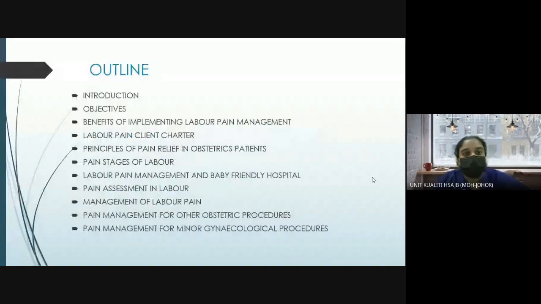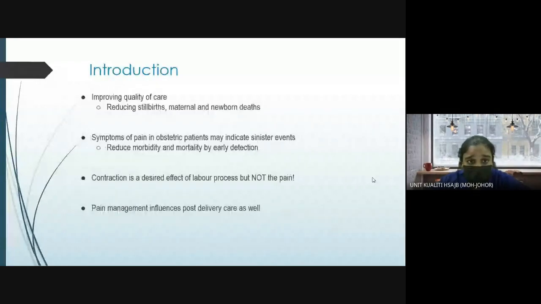So, going to the outline of the topics, today I'll be covering the introduction, objectives, the benefits of implementing labor pain management, labor pain client charter, principles of pain relief in obstetric patients, pain stages of labor, labor pain management and baby-friendly hospital, pain assessment in labor and management of labor pain, management of other obstetric procedures, and minor gynecological procedures.